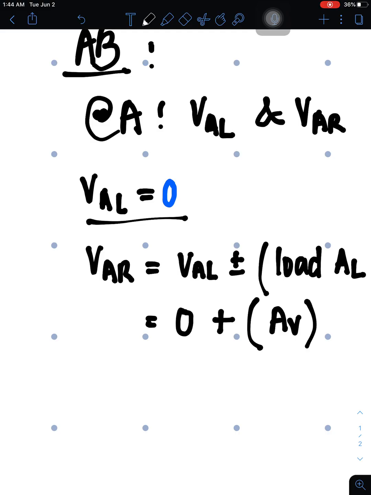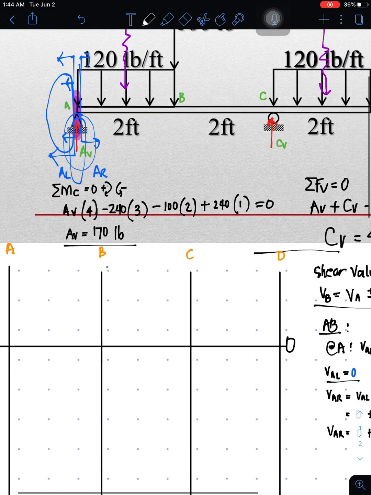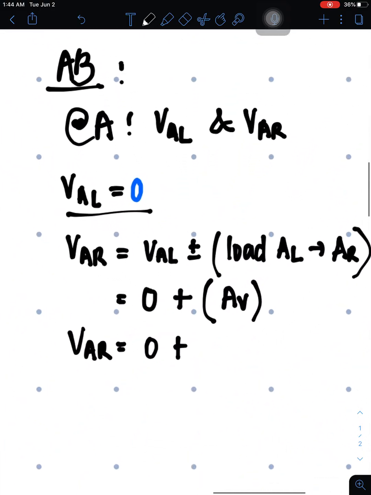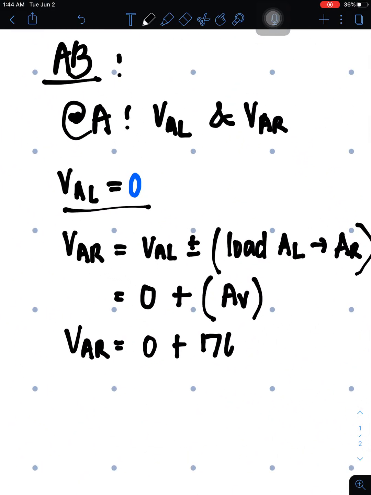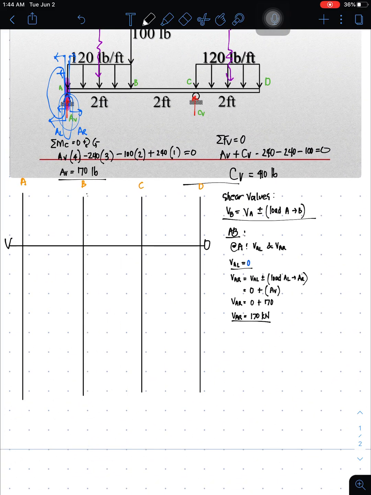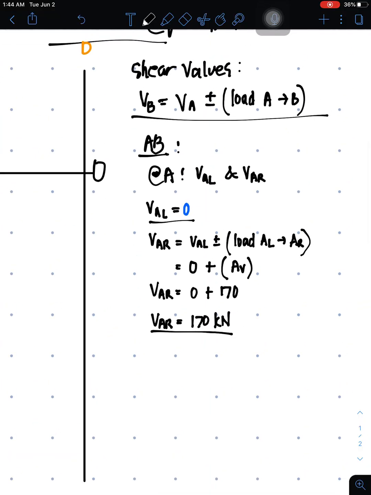So therefore, the VAR is 0 plus, what is the value of our AV? Here, this is the value of our AV, and that's 170. So the VAR is now 170 kilonewtons. That is our shear value. Next, we are now at point B.